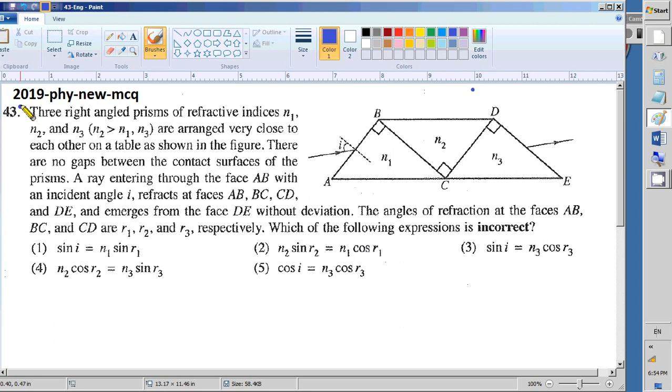Today I am going to discuss question number 43 from the MCQ part of the 2019 Physics New Syllabus paper.